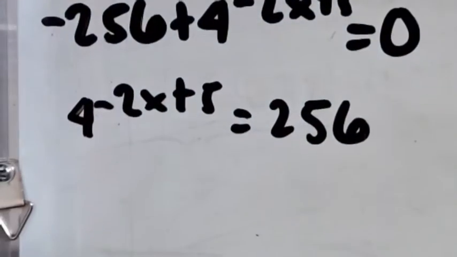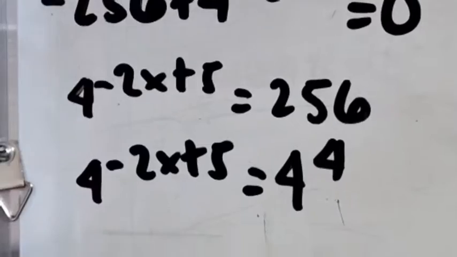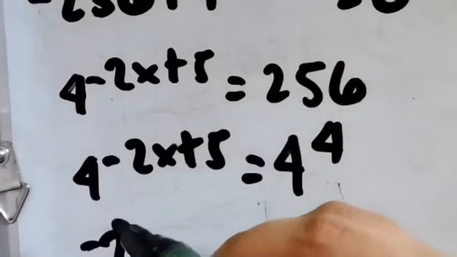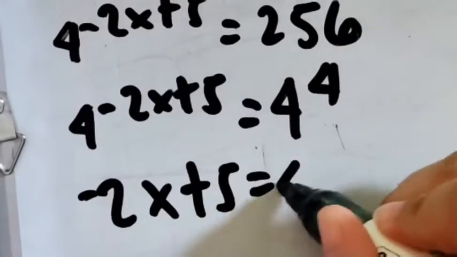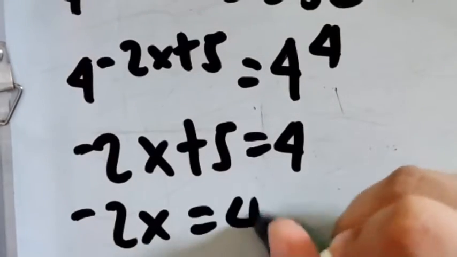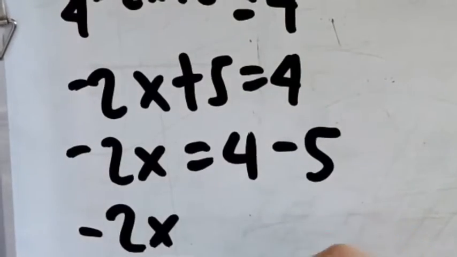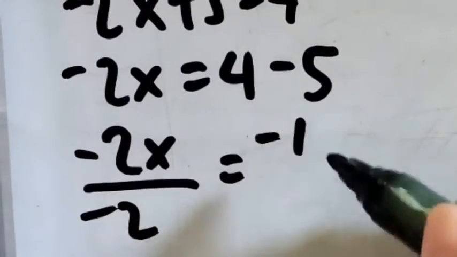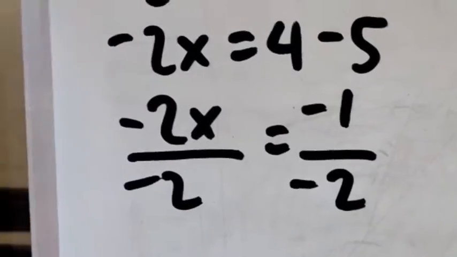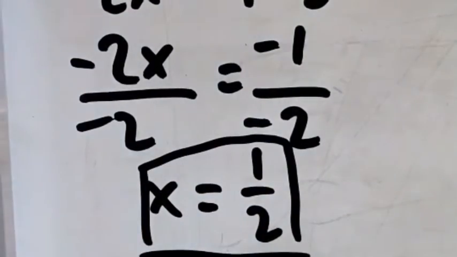Since the base is not the same, rename 256 to have similar base. Since we have the same base, which is 4, we can equate the exponent. Cancel 4 from both sides, then bring down the exponents. Combine like terms first. So 5 will be transferred to the other side, and now we solve for x. Therefore, the zero of y = -256 + 4^(-2x + 5) is 1/2.